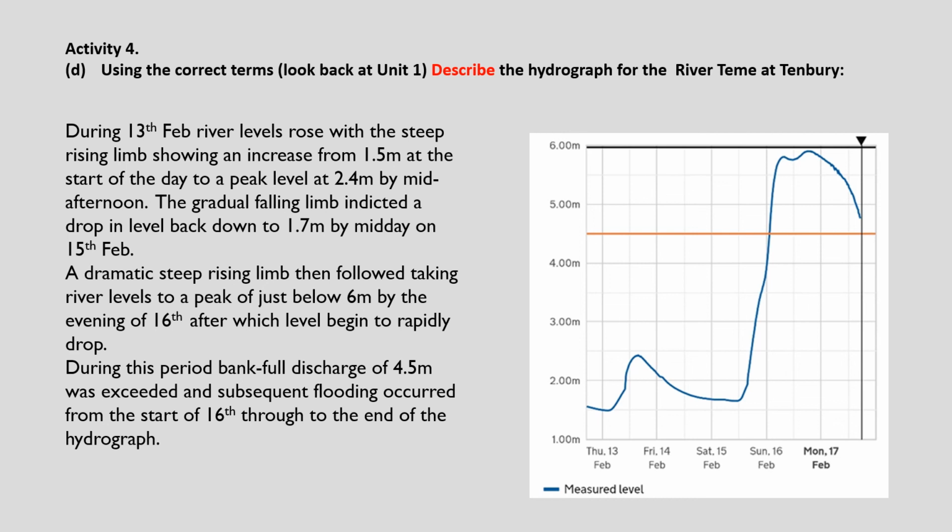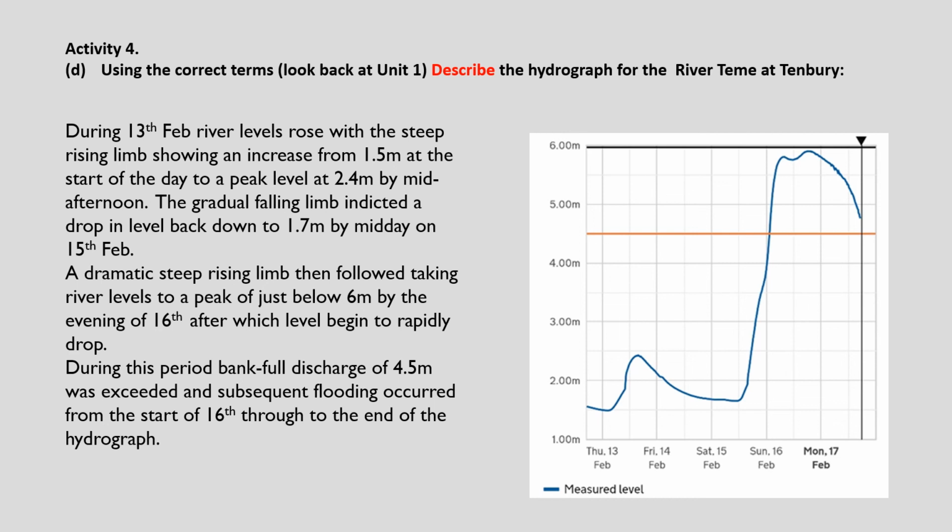As you can see in the example answer, you've got lots of reference to those terms which relate to hydrographs. So you've got reference to rising limb, you've got reference to falling limb, you've got reference to peak, bank full discharge. And because it's a descriptive question, you've also got loads of describing words in there as well. So it doesn't just say the graph increases or decreases, it's actually differentiating between the type and rate of change. So you've got rapid or steep rising limb to start off with. You've got a more gradual falling limb.